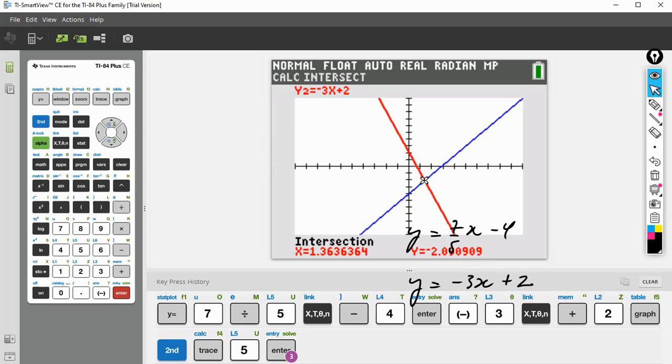It's all in decimals, right? It's going to be 1.363 to 4 significant figures, comma, negative 2.093. So this would be the solution to this system of equations. Now this is the same as saying 15 over 11, comma, negative 23 over 11.